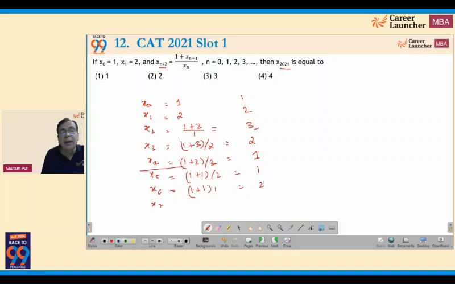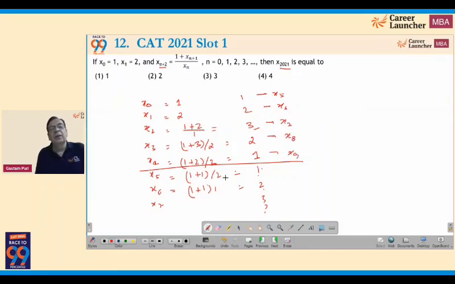I can see a pattern. 1, 2, 3, 2, 1. 1, 2. Next will be 3, 2, 1. What does that mean? This is the same as X5. This will be X6. This is X7. This is X8. This is X9. This will be X10, X20. All numbers ending in 0.